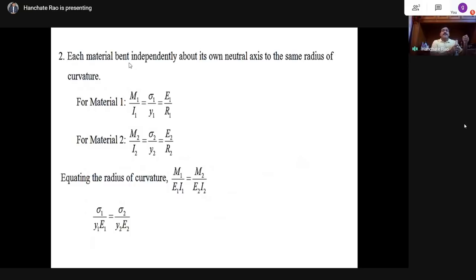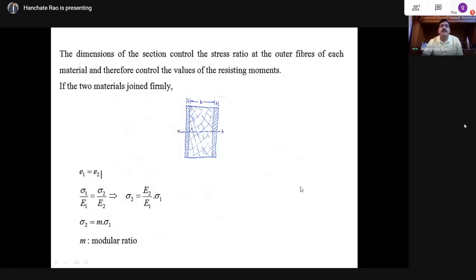However, they bend independently about their own neutral axes. So according to that, we get M1 by E1 I1 is equal to M2 by E2 I2. Also sigma 1 by E1 y1 is equal to sigma 2 by E2 y2. So these two equations come from this particular concept for flitched beams.